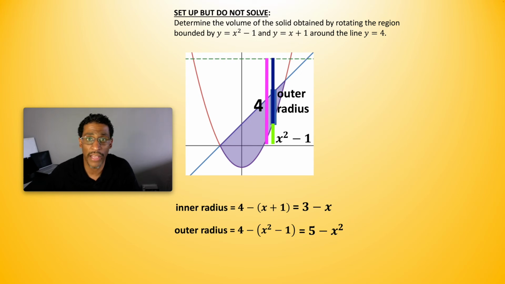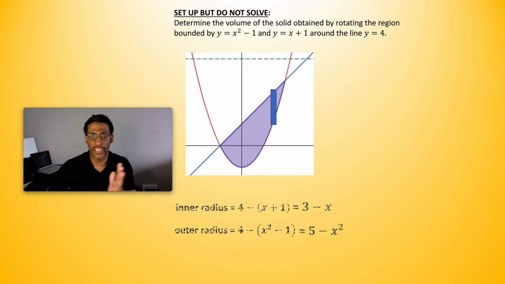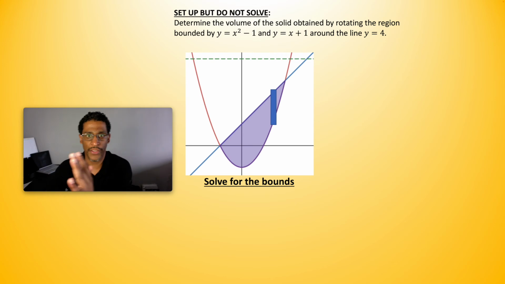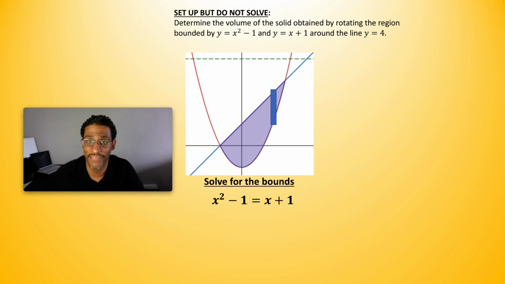So the last hurdle we have to jump over is, what about the bounds? Where does this move from? What's the lowest x and what's the highest x? We need to solve for the bounds. The bounds happen to be, in this particular problem, where the curves intersect each other. So let's set them equal to each other. x squared minus 1 equals x plus 1. Well, just a little bit of algebra. Let's set it equal to 0.